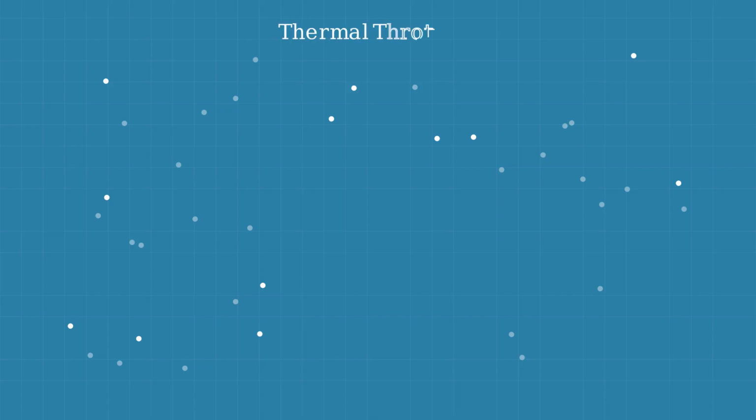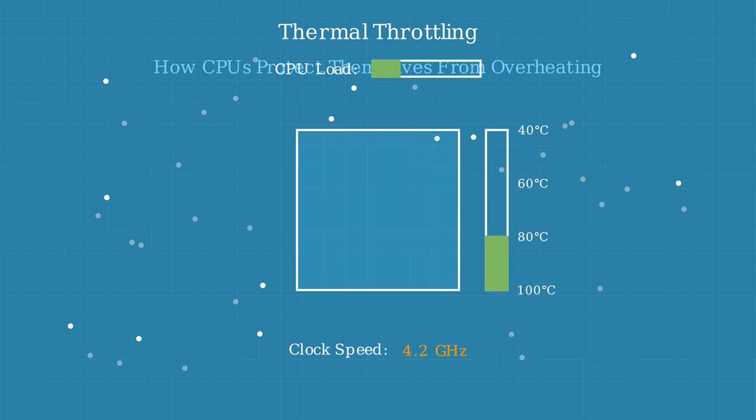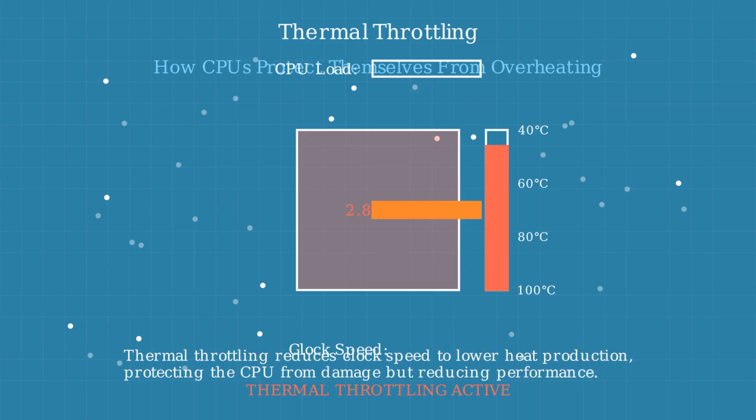Thermal throttling is a crucial protection mechanism that prevents CPUs from overheating. When a CPU operates normally, it runs at its rated clock speed while maintaining a safe temperature. As workload increases, the CPU consumes more power and generates more heat. When the CPU reaches its thermal limit, it activates thermal throttling. This reduces the clock speed to lower heat production. While thermal throttling protects the CPU from damage, it results in reduced performance until temperatures return to safe levels.